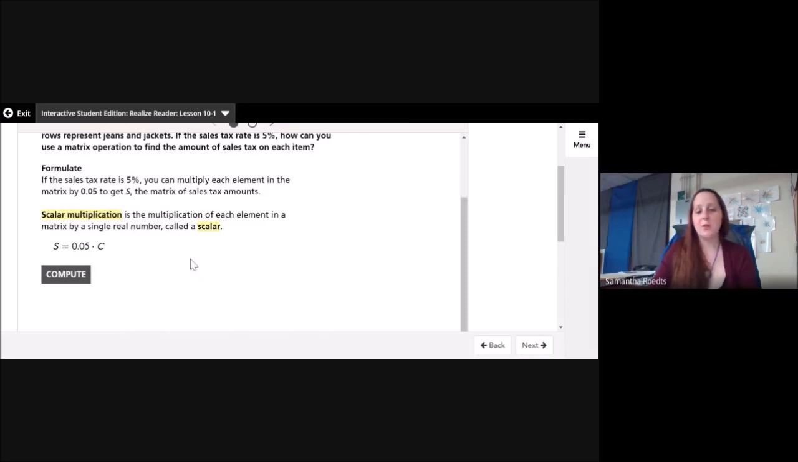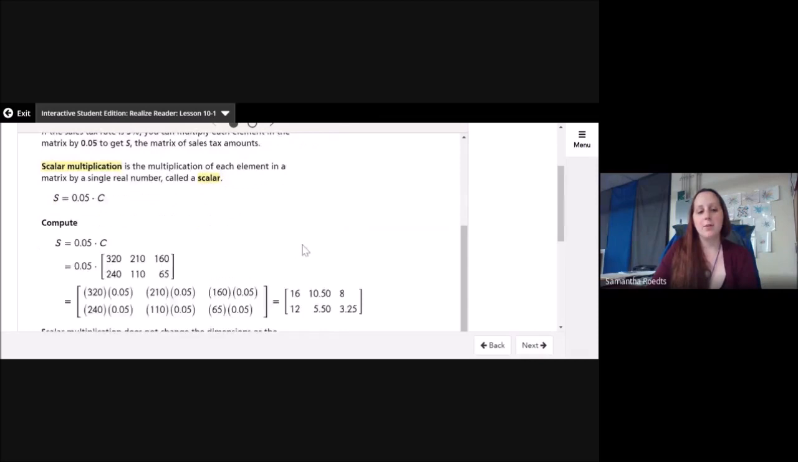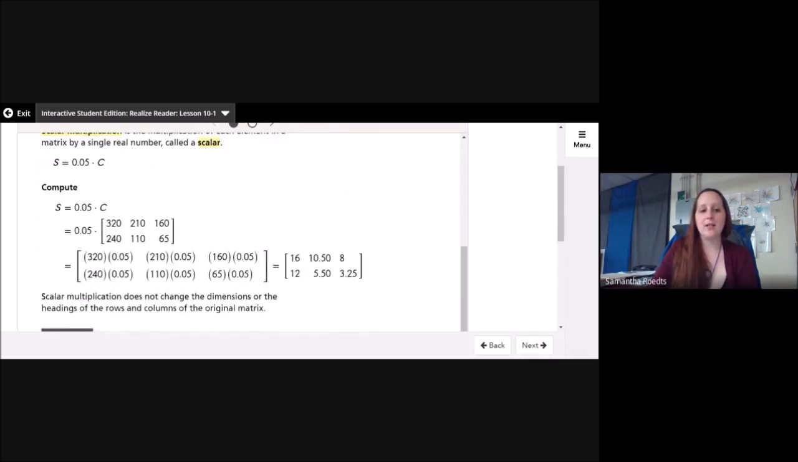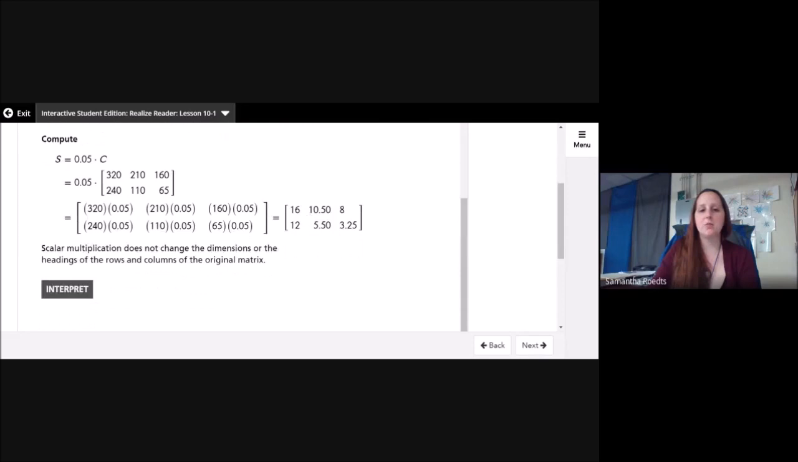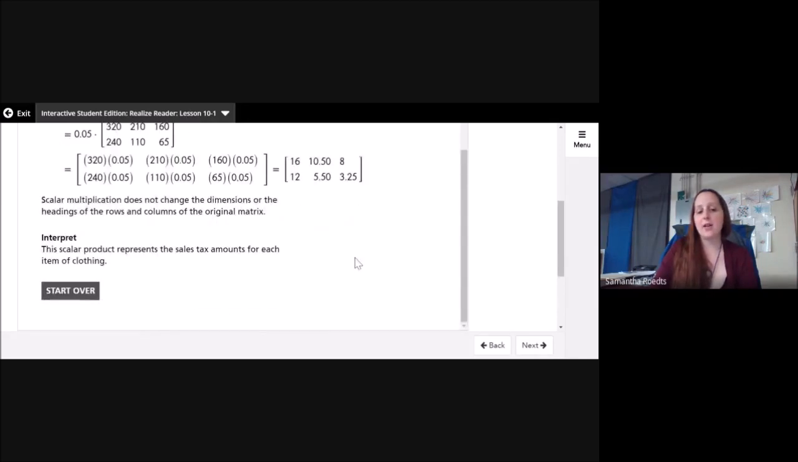Scalar multiplication is the multiplication of each element in a matrix by a single real number called a scalar. So in this case, S equals 0.05 times C. Remember, 5% changes to a decimal; I move my decimal over 2 places. So I can compute by multiplying 0.05 by each of the numbers in my matrix, which will give me 16, 10.50, 8, 12, 5.50, and 3.25. Scalar multiplication does not change the dimensions or the headings of the rows and columns of the original matrix. So the scalar product represents the sales tax amounts for each item of clothing.